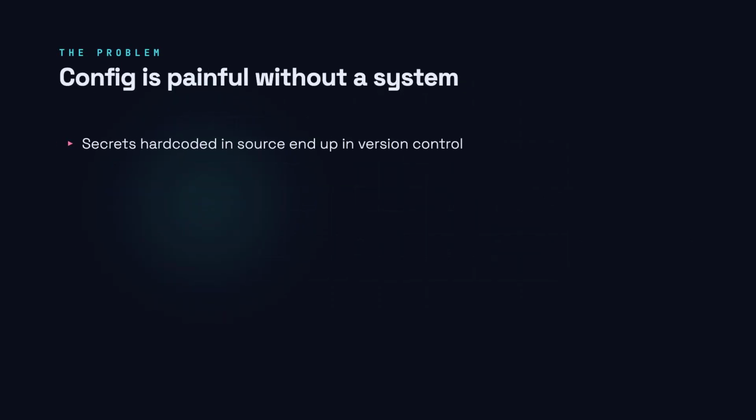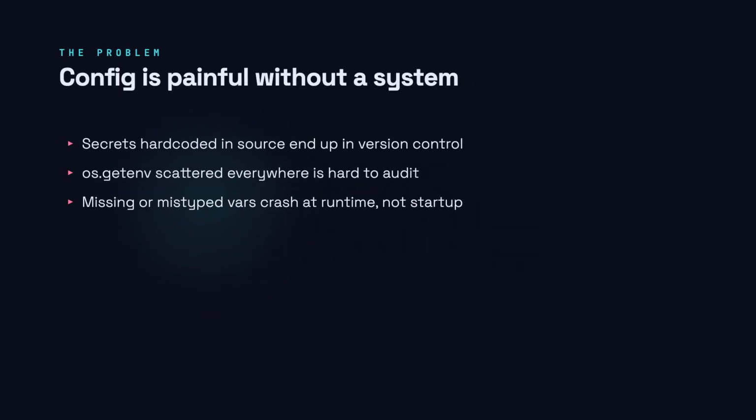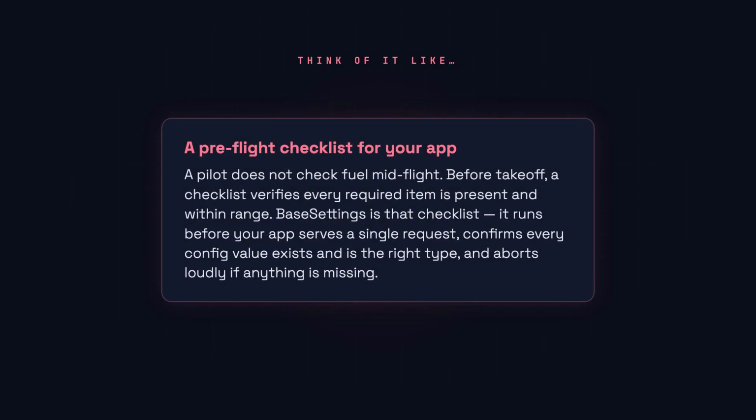Here is the situation most developers hit first. You need a database URL in one file, an API key in another, and a debug flag somewhere else. You call os.getenv in each spot, maybe with a fallback, maybe without. A missing variable does not blow up until the request that actually needs it, which might be in production. And because the values live in scattered strings, there is no list anywhere of what the app actually requires to run.